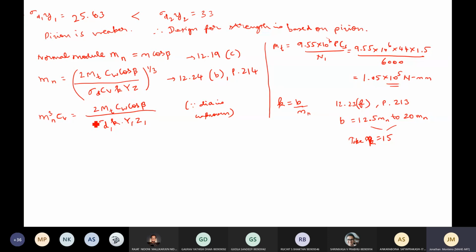So sigma d is done, K is done, y we can calculate, z1 is directly given, mt we calculated. What is cos beta? Cos of the helix angle, which is direct substitution again. You can see a new component here called Cw. That was totally absent in the case of spur gears. What is that Cw?